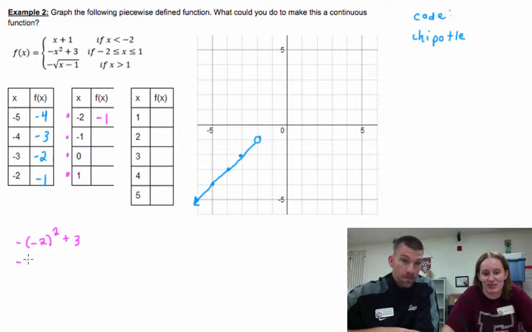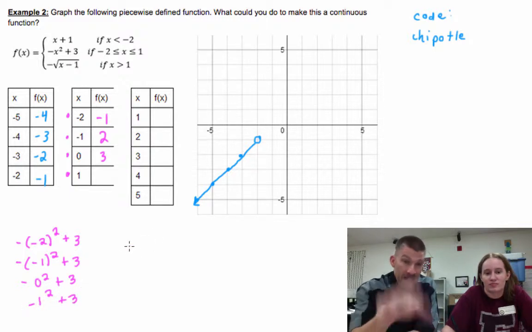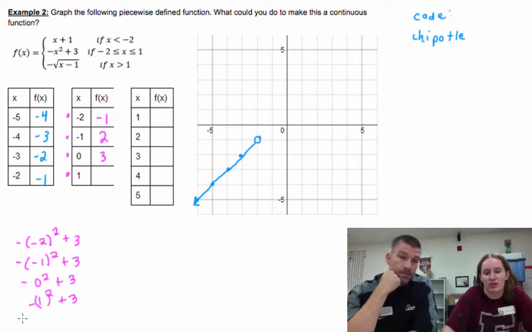Okay, and then plug in -1, same way. And we get 2. And plug in 0. Well, 0 squared is 0. You make it negative, and it's still 0. 0 is neither negative nor positive. And then plug in 1. Now you type it in exactly how it looks here. This is not a parentheses situation. You could put parentheses around it, but if you did, you'd only put it around the 1. 1 squared is 1. That makes it negative. -1 plus 3 is 2.